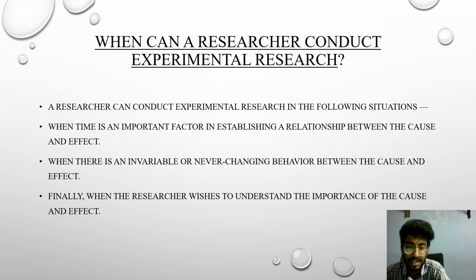When can a researcher conduct experimental research? A researcher can conduct experimental research in the following situations. When time is an important factor in establishing a relationship between the cause and effect. When there is an unavailable and never changing behavior between the cause and effect. Finally, when the researcher wishes to understand the importance of the cause and effect.